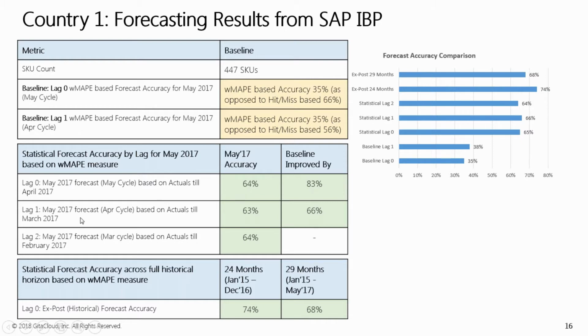Lag 1, in other words, you're looking at the actual demand till March 2017, and then we are coming up with a forecast for May.